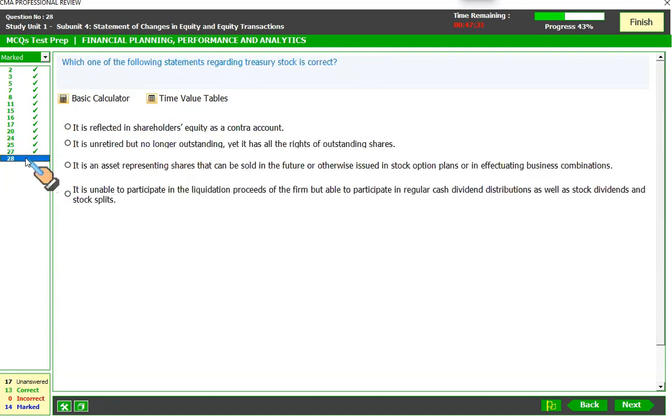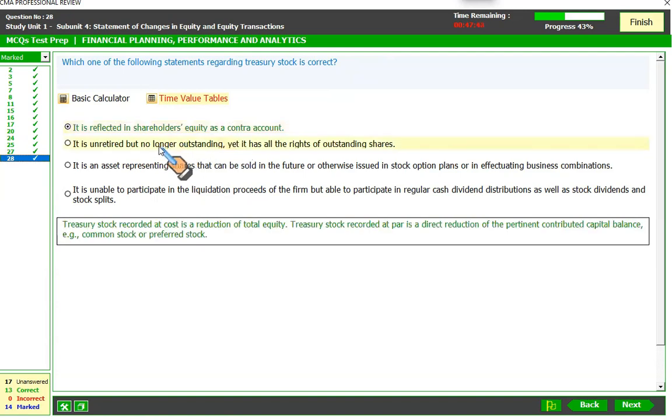And the last question reinforces this idea. Which of the following statements regarding treasury stock is correct? It is reflected in shareholders' equity as a contra account. Yes, you show it as a contra account, a negative item, and the rest of the options are incorrect. You should have a good reason for the rejection. One option says it is unretired but no longer outstanding, yet it has all the rights of outstanding shares. Wrong. Treasury stock is not the same as outstanding stock because it is not entitled to dividends. Anybody, any question, please ask. So contra accounts mean negative accounts.